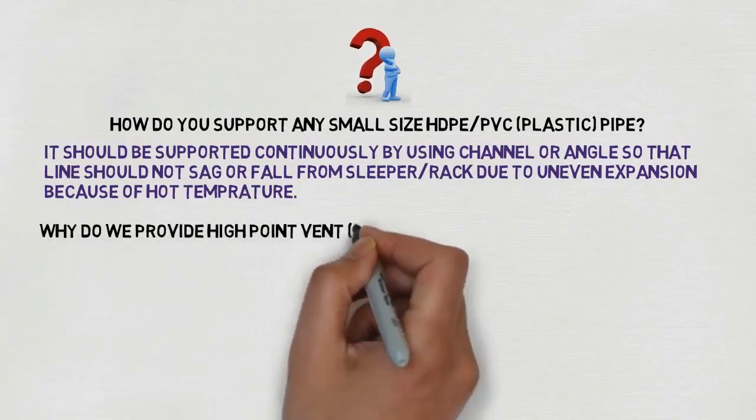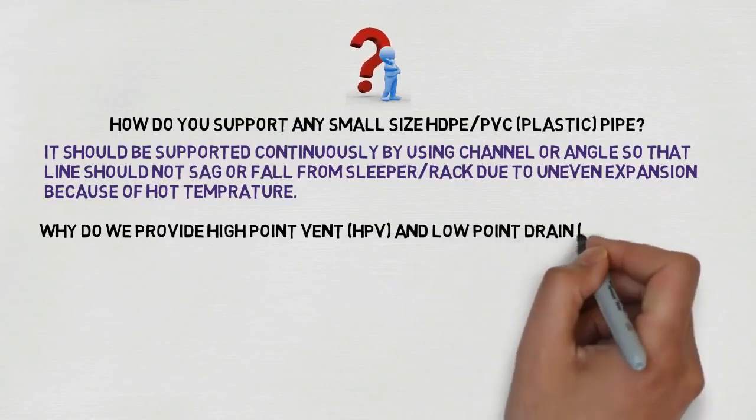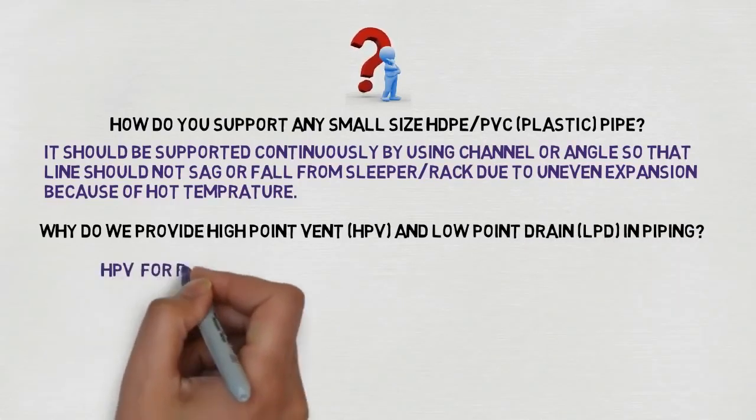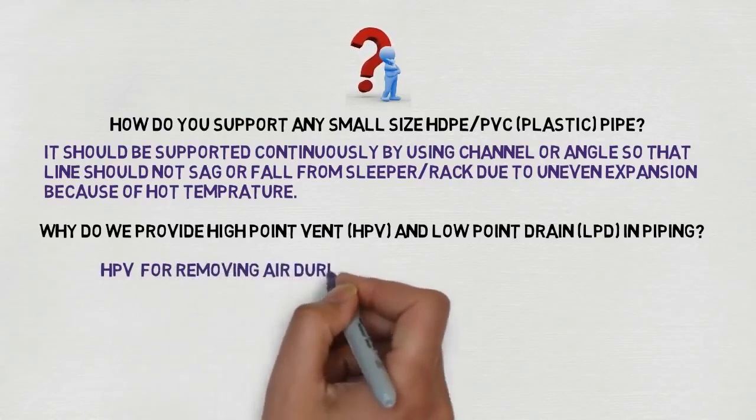Why do we provide high point vent and low point drain in piping? High point vent, HPV, for removing air during hydro test.